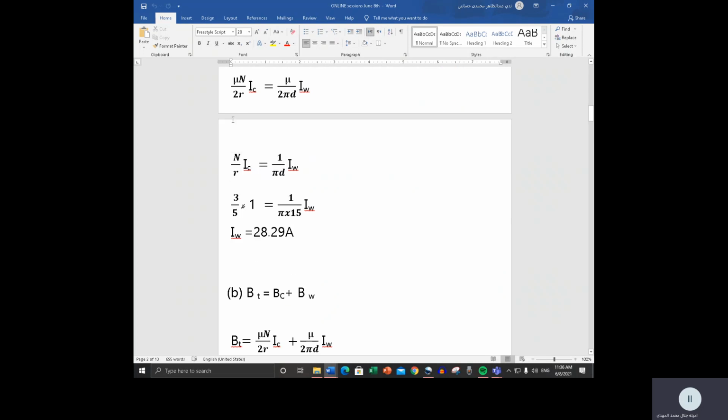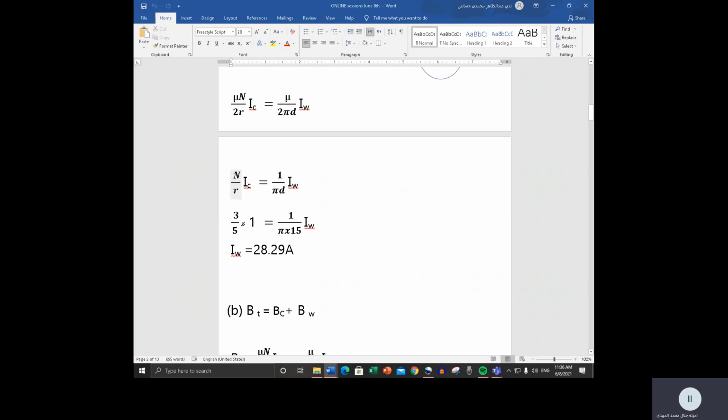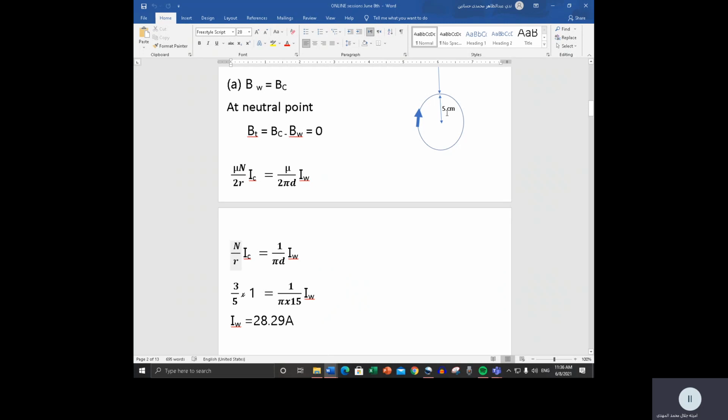Now look here, number of turns N equals 3. I just put it, all right. The radius R is 5. From where did I get 5? Look at the diagram here, 5 centimeter. I don't have to convert it into meter because I just put the other one also in centimeter, so I don't have to make the conversion twice.